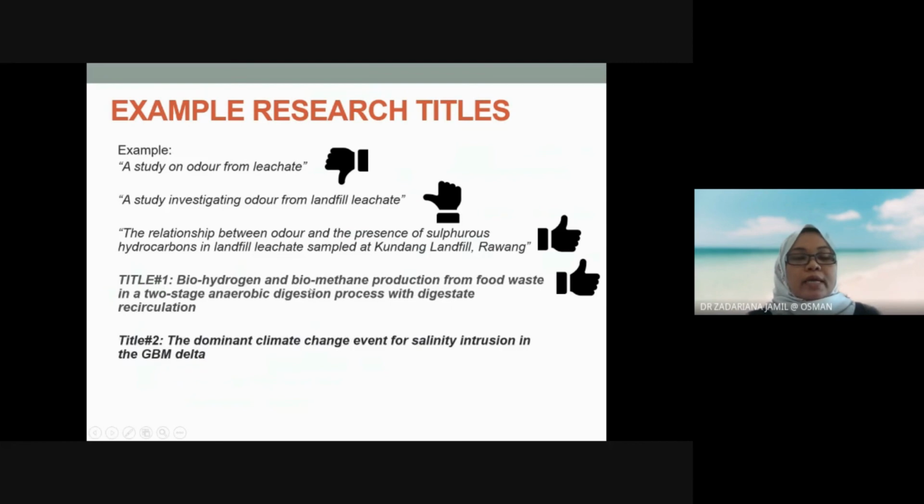And then let's look at title number 2: the dominant climate change event for salinity intrusion in the GBM Delta. This is the activity that they want to do in the research, to identify the dominant climate change event for salinity intrusion. Where is the location? The research location is in the GBM Delta. So this is also a good research title.